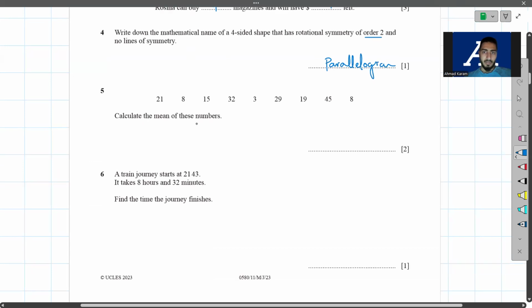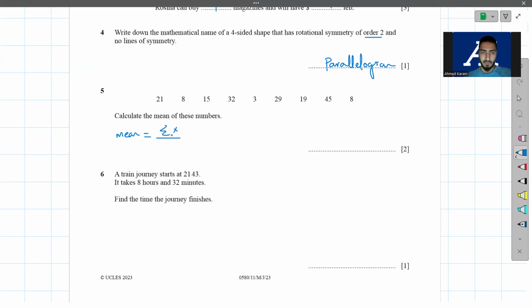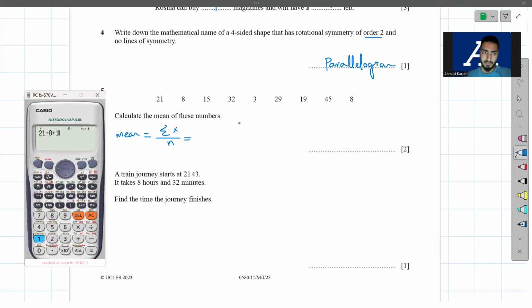Calculate the mean of these numbers. So the mean is the sum of all the values over the number of these values. So I'm going to add them: 21 plus 8 plus 15 plus 32 plus 3, 29, 19, 45, and 8. And then divide by 1, 2, 3, 4, 5, 6, 7, 8, 9. So the answer is 20.